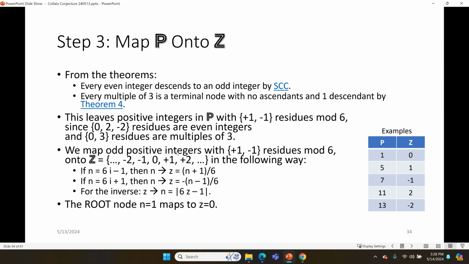The way this maps is shown for the first few integers in the table on the right. So the root node 1 in P maps to a different root node 0 in Z. A P value of 5 maps to a Z value of plus 1. A P value of 7 maps to a Z value of minus 1. A P value of 11 maps to plus 2. And a P value of 13 maps to minus 2.